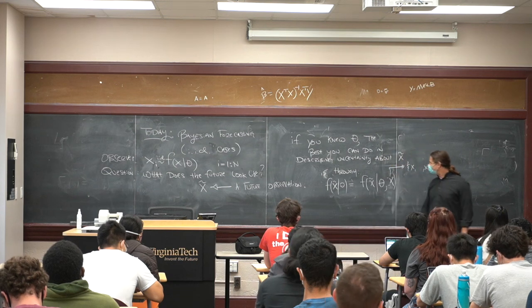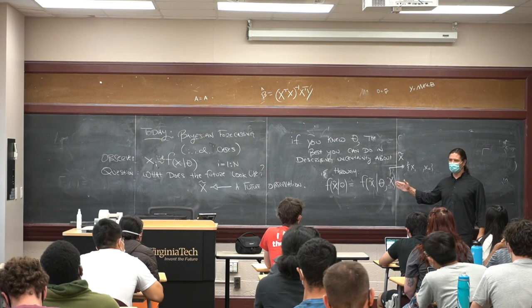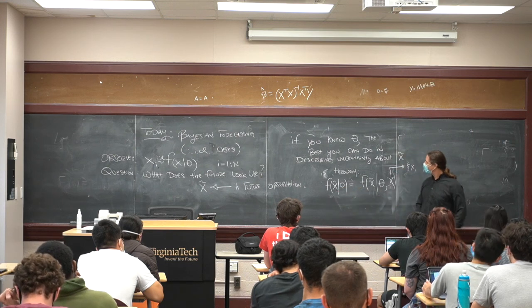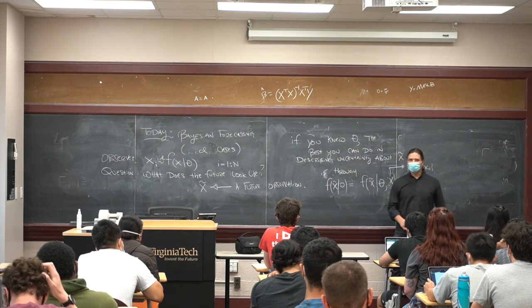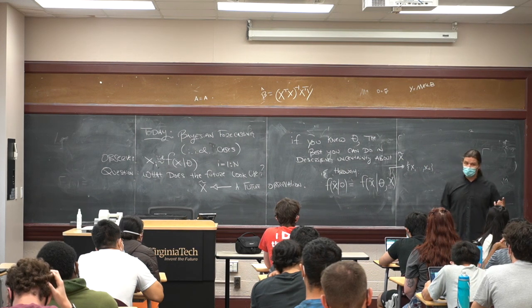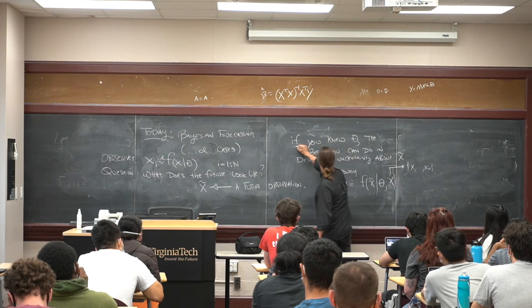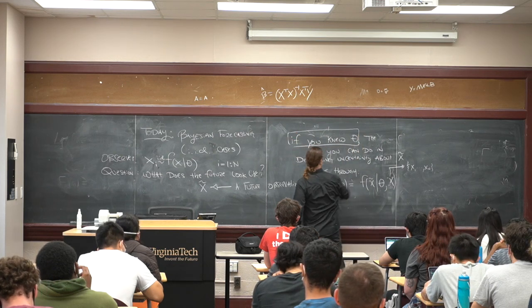So in the IID case, your data doesn't help you to do the forecasting, except if you didn't know theta, then you can use your data to estimate theta. So in reality, you never know this. If you knew this, but you never will.